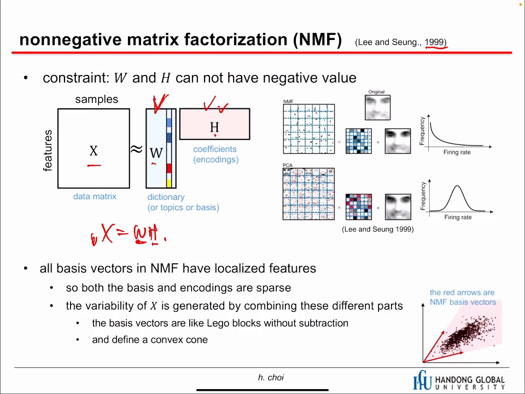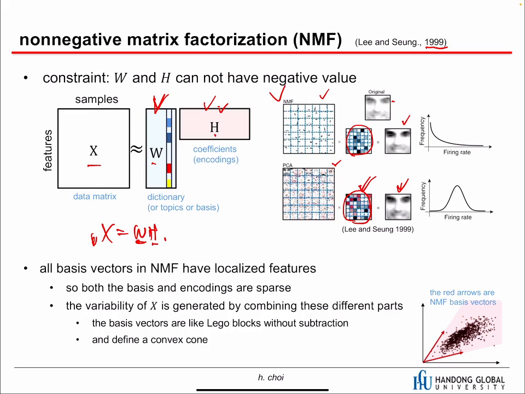So if you look at this figure, okay, when we have an image, then to represent this image with PCA, we have to use a lot of basis vectors. So these are basis vectors, actually eigenfaces, and these are the coefficients. So when we generate this image, we have to have a weighted sum of all these basis vectors with a lot of coefficients. Okay, but when we represent this original image, we can have sparse representations with NMF basis vectors.